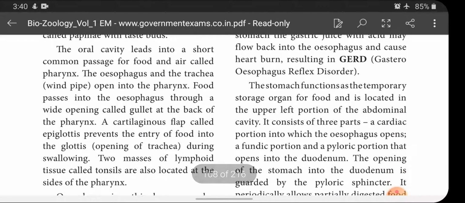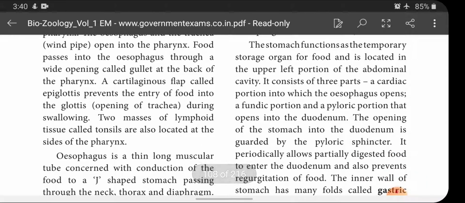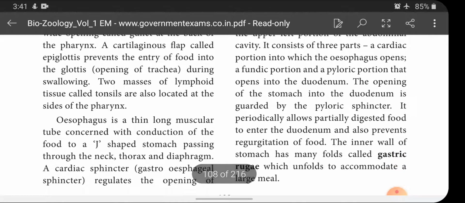The stomach functions as the temporary storage organ for food and is located in the upper left portion of the abdominal cavity. It consists of three parts: the cardiac portion into which the esophagus opens, the fundic portion, and the pyloric portion that opens into the duodenum. The opening of the stomach into the duodenum is guarded by the pyloric sphincter.